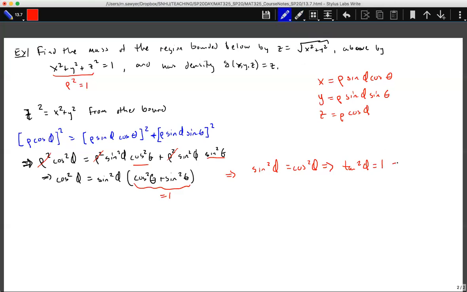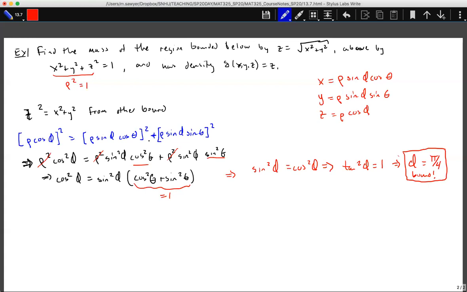So if tangent squared of phi equals 1, this means that phi equals pi over 4 is a bound. Because to solve this, tangent squared of phi equals 1 means that tangent of phi equals 1, and tangent of phi equals 1 on the domain 0 to pi for our domain for phi means that pi over 4 is a bound. So this is helpful.